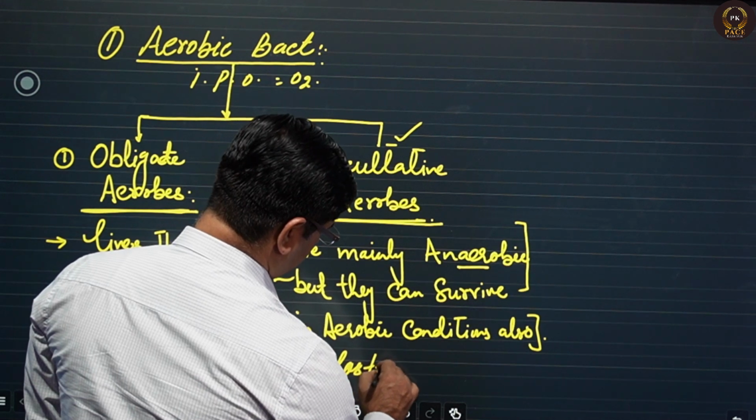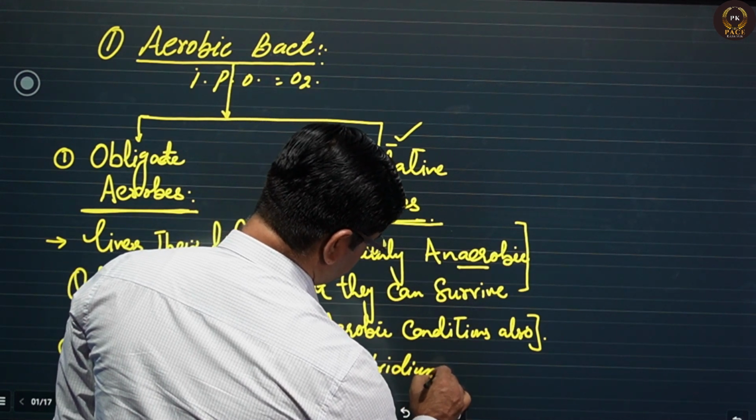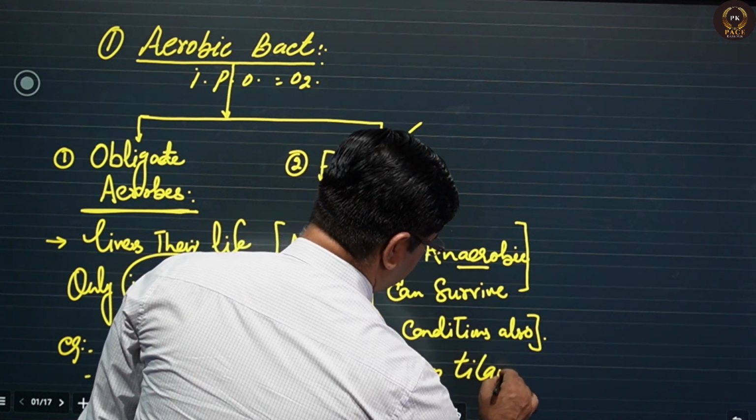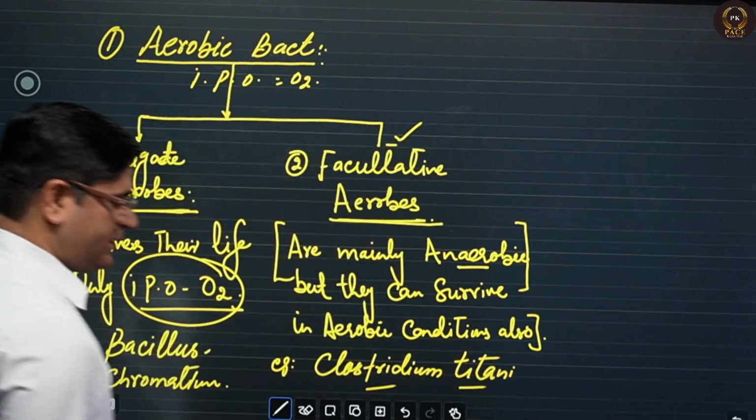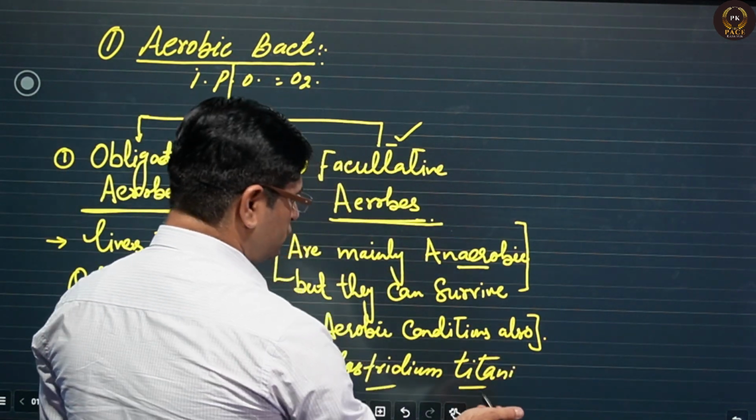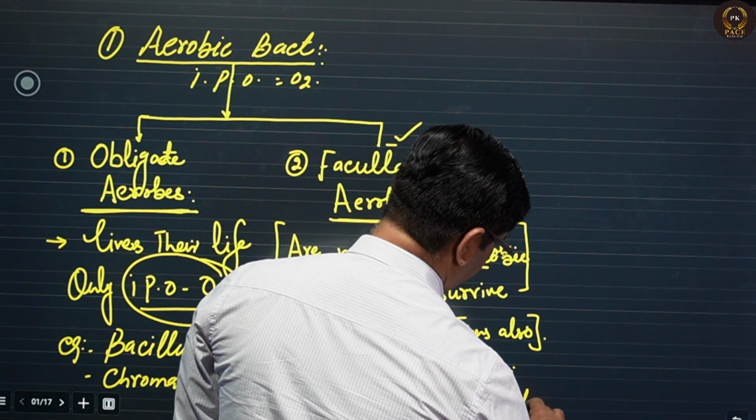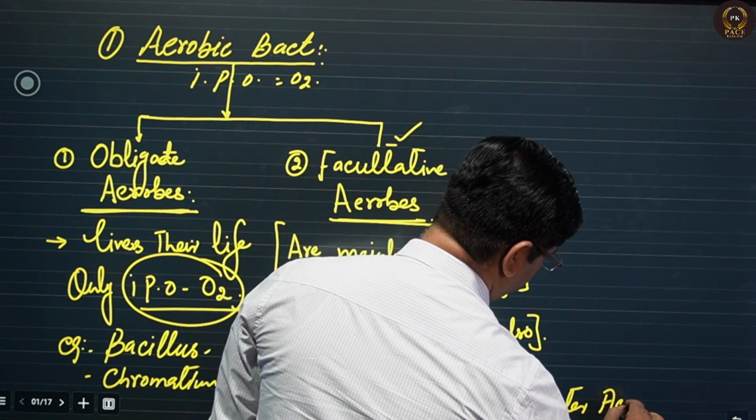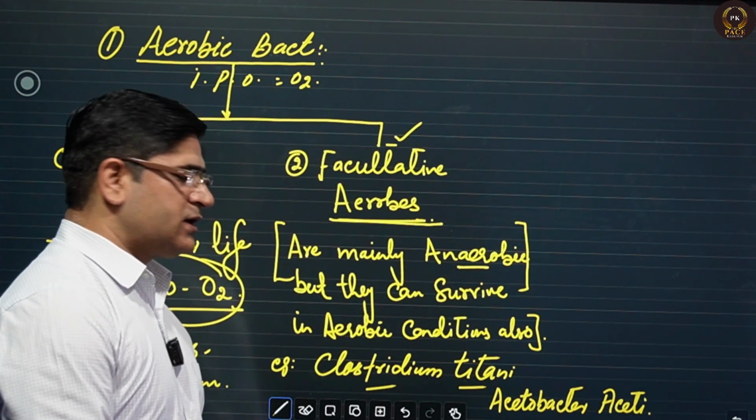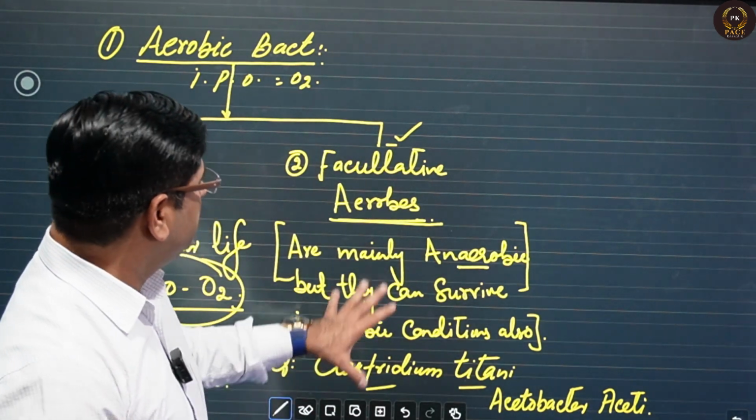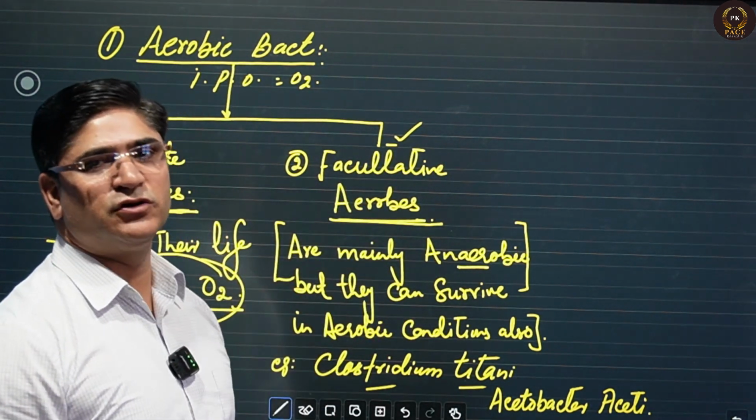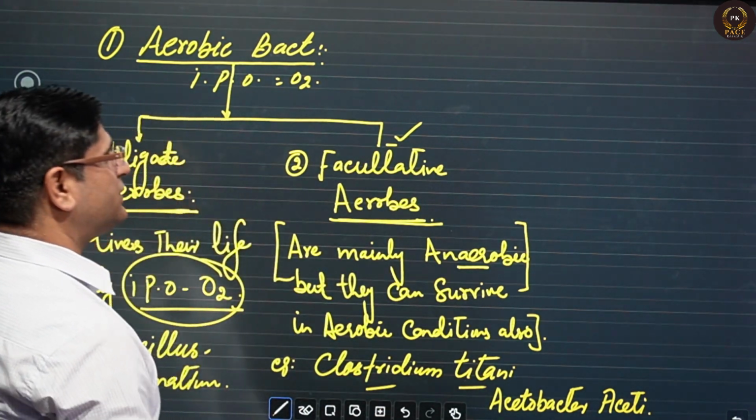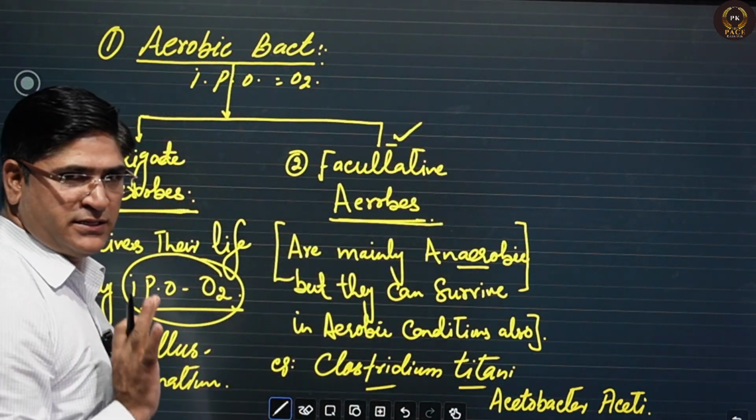Remember this. For example, Clostridium tetani, or also Acetobacter aceti. These are organisms which can also survive in the presence of oxygen, but basically they are anaerobic bacteria. So that is called the facultative aerobic bacteria.